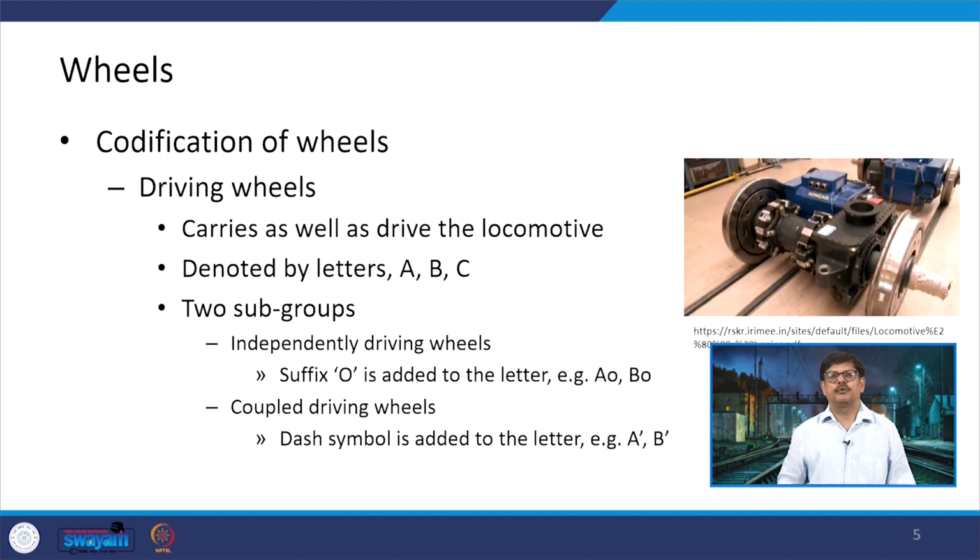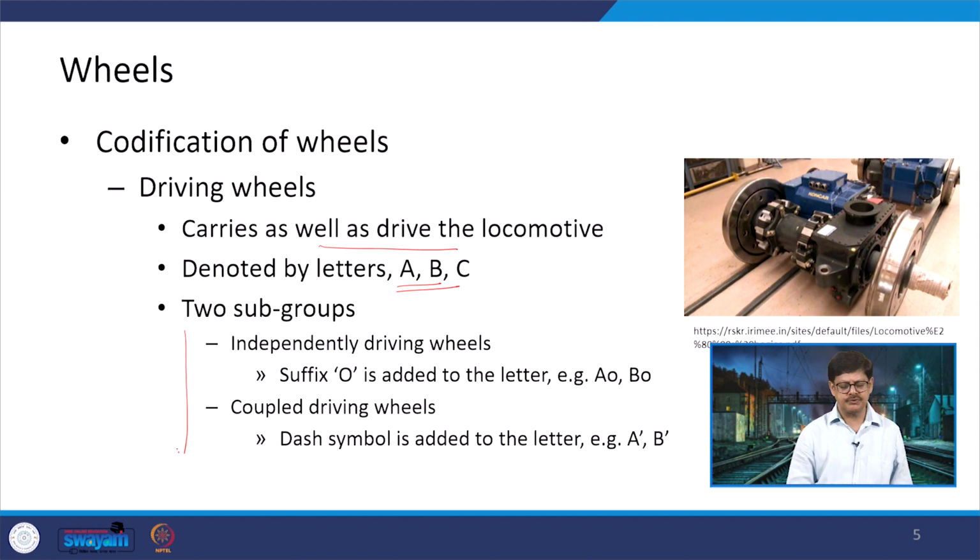Another one is related to the driving wheels. These driving wheels carry the load, but at the same time they have a motor with the help of which they drive the whole locomotive. That is the way it works. Now how are they denoted? They are denoted by letters. Previously we talked about the numerals 1, 2, 3, 4 and so on. Here there are letters, but the use of these letters we need to see carefully.